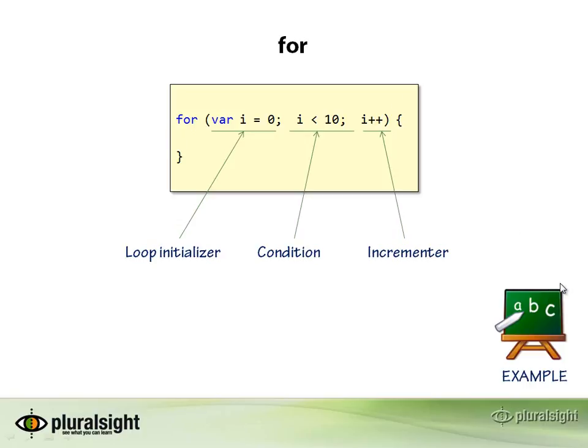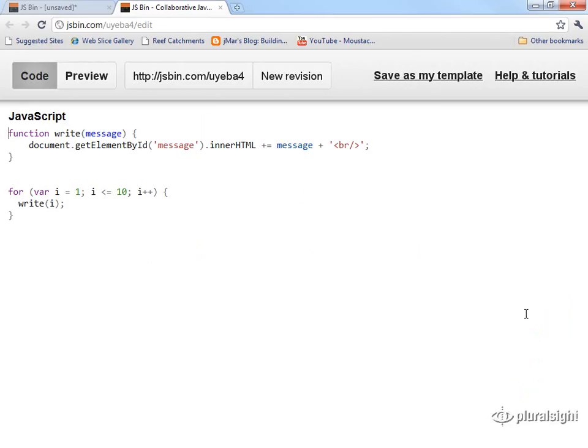Let's take a look at some example for statements. Just a very basic example this time. I have a simple for statement that initializes a new variable i to the value 1. The condition is that i has to be less than or equal to 10, and every time around the loop we're going to increment i by 1. The body of the for statement simply outputs the value of the variable i.